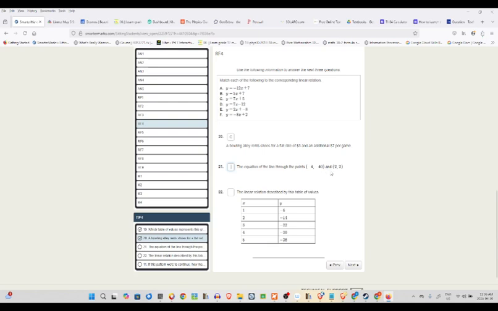Our next one, the equation aligned through these points: 7x minus 12. Yes, 7 times 2 is 14, minus 12 gives us 2. So that is D.